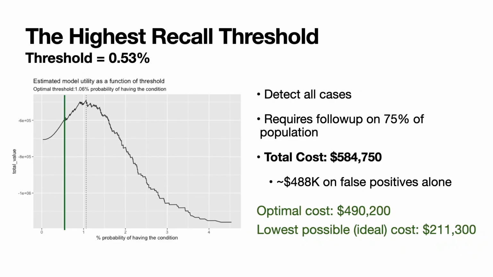This threshold would assign a follow-up test to about 75% of the population. In other words, for this population of 10,000 subjects, over 7,500 of them would need to take a follow-up test in order to winnow down to the 106 subjects who have the condition. The cost of follow-up screening the false positives alone would come to about $488,000, and the total cost of the policy would be $584,750. Which threshold to choose is a matter of policy and priorities, not data science. But a utility formulation gives decision makers a tool to discuss the pros and cons of each scenario.